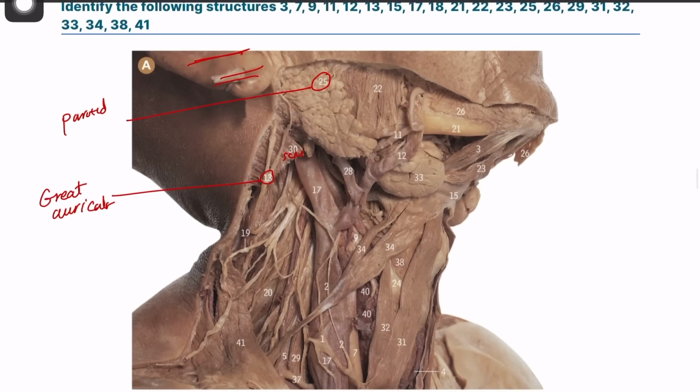Okay. Number 19, which is a big nerve in the posterior triangle, is called the spinal accessory nerve. Number 11, spinal accessory nerve. Okay, great. 41 is the posterior boundary of the posterior triangle, and that will be the trapezius muscle.